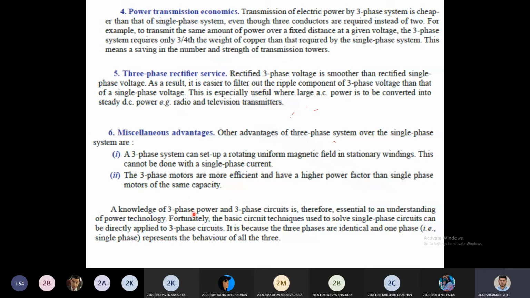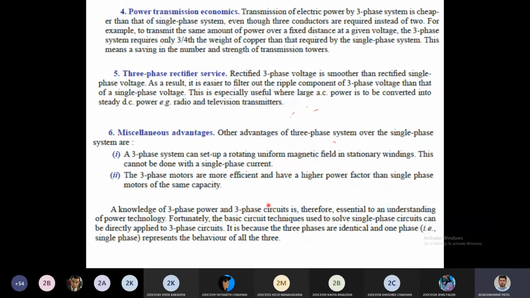A knowledge of three-phase power and three-phase circuits is therefore essential to an understanding of power technology. Fortunately, the basic circuit techniques used to solve single-phase circuits can be directly applied to three-phase circuits. So the equations are almost the same. It is because the three phases are identical and one phase represents the behavior of all three.